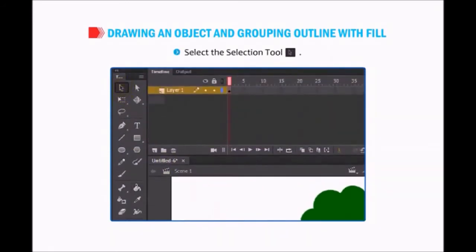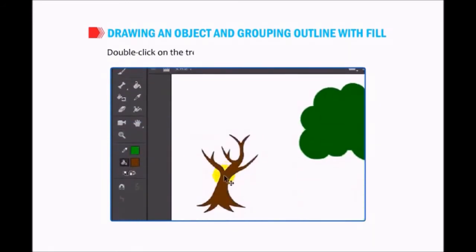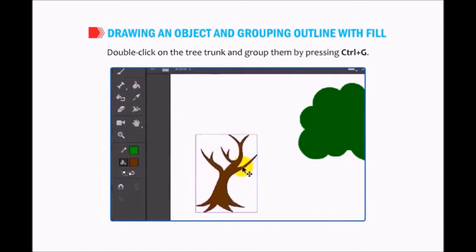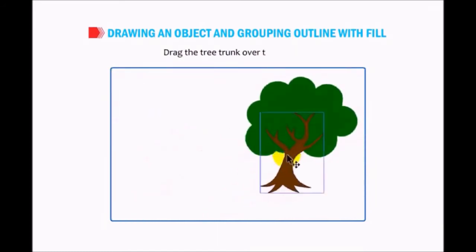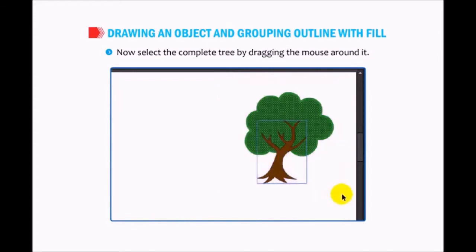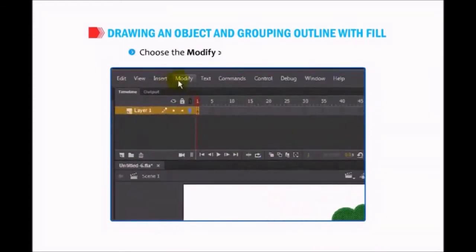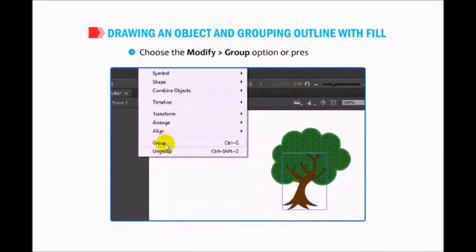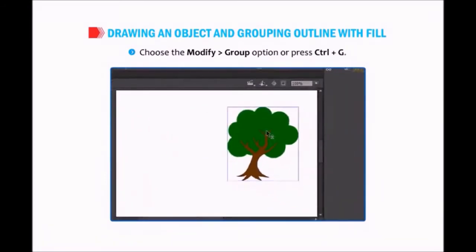Select the selection tool. Double-click on the tree trunk and group them by pressing Ctrl+G. Drag the tree trunk over the tree top. Now select the complete tree by dragging the mouse around it. Choose Modify, then go to Group option or press Ctrl+G.